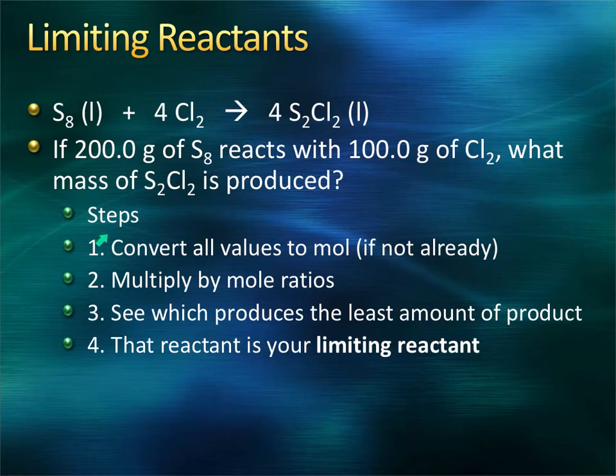Our steps are exactly the same as they have been for our previous stoichiometry problems. We convert things to moles if they're not already in moles, multiply by the mole ratio, turn stuff back into grams, and then see which one of these makes the least amount of product. So all we're doing is 2 stoichiometry setups, both creating the same thing. Whichever one makes the least amount of product, that reactant was your limiting reactant, which means the other one is the excess reactant.